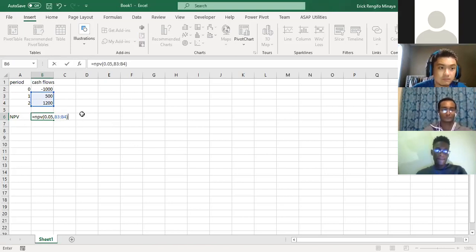Okay, so the trick here is not to include the first value, because Excel NPV always discounts from the first period down. So if we include period 0, Excel has no idea that this is period 0. It will believe it's period 1, so it will discount this number also. That's why we discount only from periods 1 and above. And then what we do is we simply sum the first cash flow.